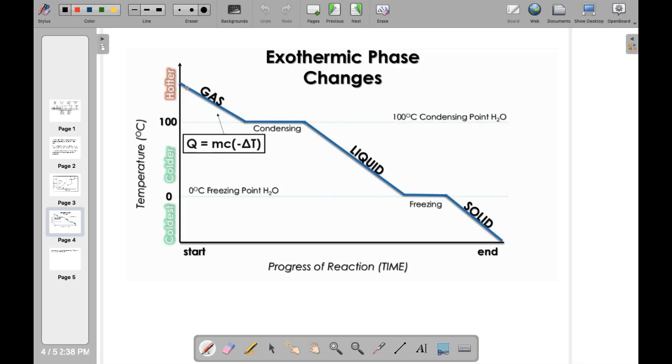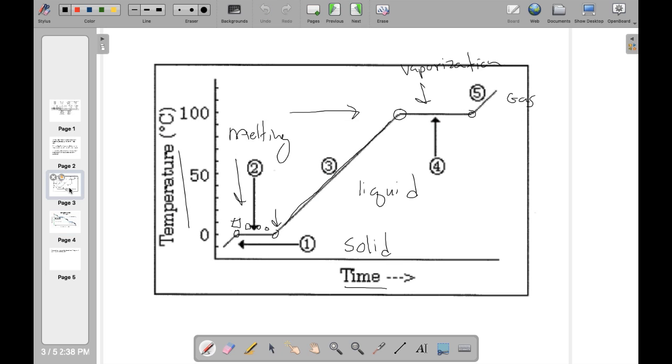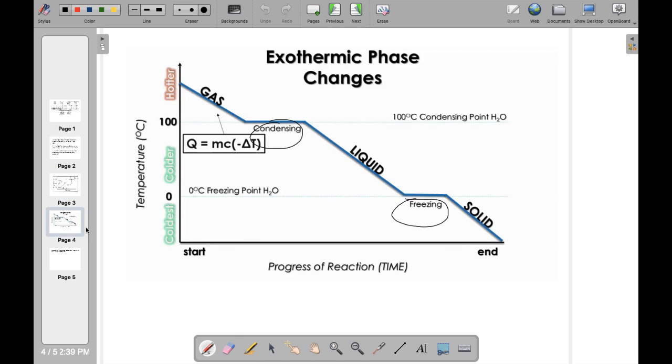Now, rather than vaporization, this is condensation. And rather than melting, this is freezing. Now, the amount of energy is exactly the same. However, in one, it's endothermic. In this, we're putting energy or heat into it. Whereas in this, we're taking it out of it. And so the terminology is a little bit different. So this point here could either be melting or freezing, depending on what we're looking at, and this could be condensation or vaporization, depending on what we're looking at.